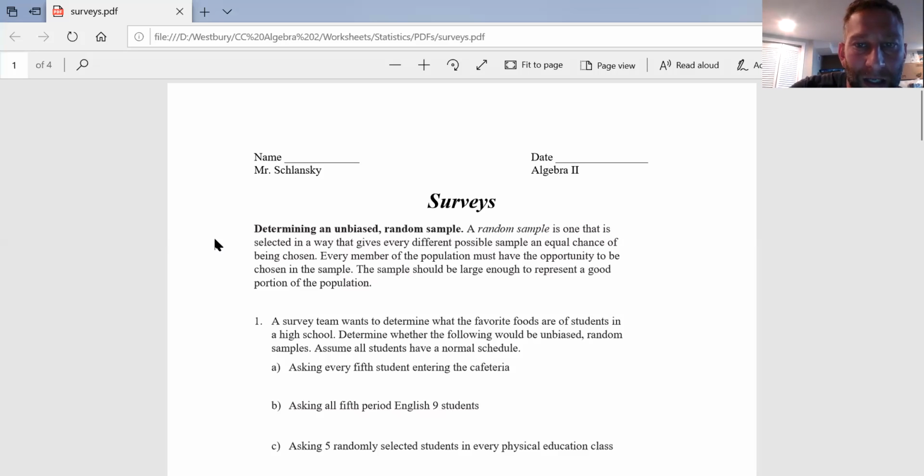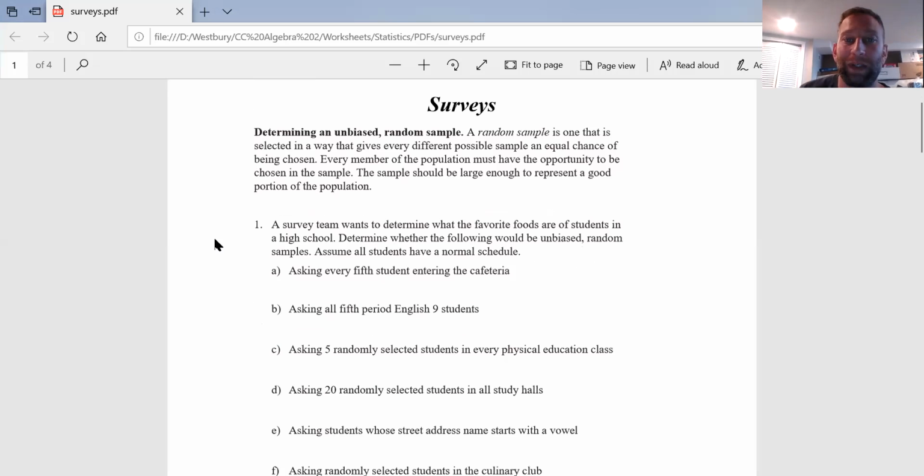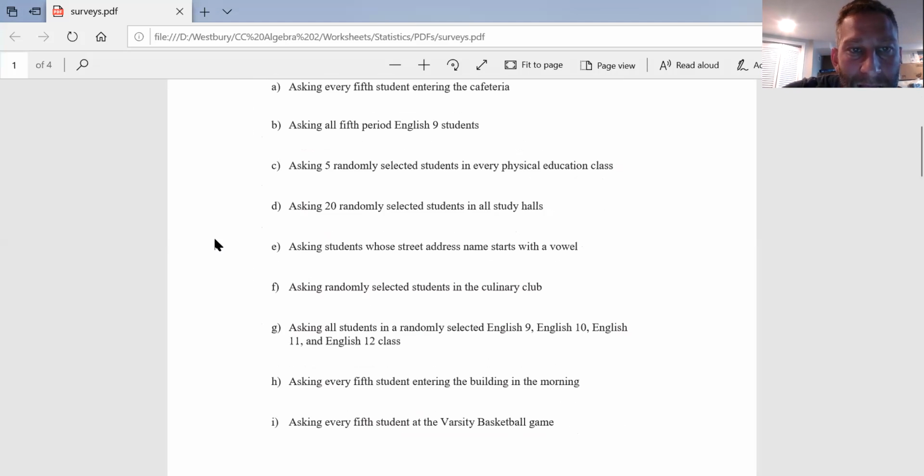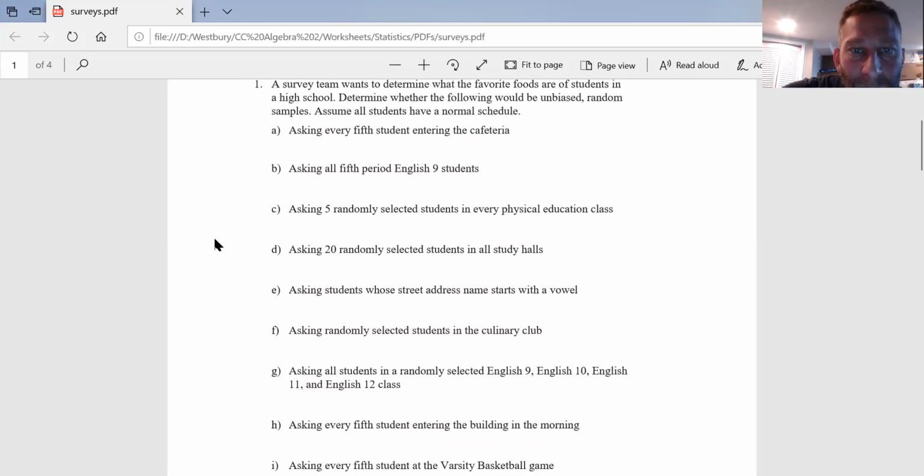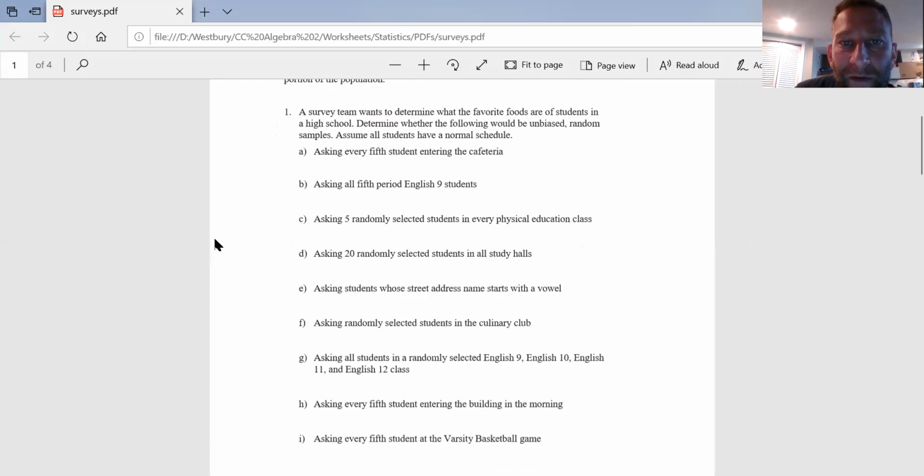So determining an unbiased random sample, like we said, a random sample is one that is selected in a way that gives every different possible sample an equal chance of being chosen. Every member of the population must have the opportunity to be chosen in the sample, and the sample should be large enough to represent a good portion of the population. So here's my situation. A survey team wants to determine what the favorite foods are of students in a high school. Determine whether the following would be unbiased random samples. Assume all students have a normal schedule. A normal schedule means they take all their regular classes. They don't have to worry about anything weird.